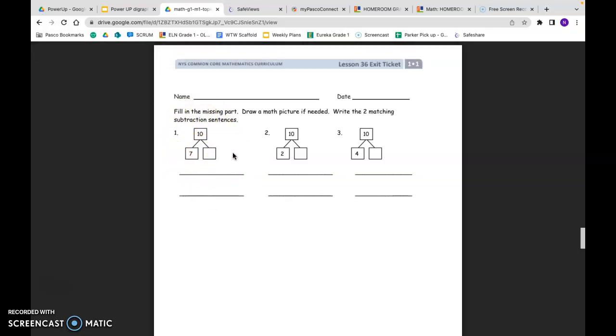Okay, you should have learned in your learning video that you can create two different number sentences using a number bond. So once you've filled in that missing part, write the two subtraction sentences that match the number bond. If you are confused on what you need to do, go back and watch the learning video again so that you know how you can create two subtraction sentences using your number bond.